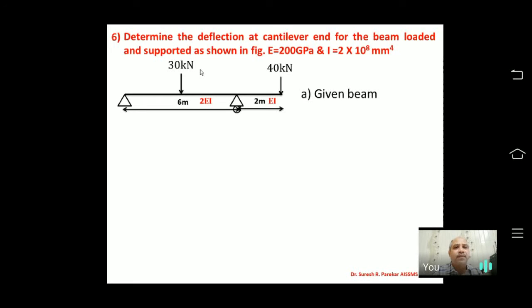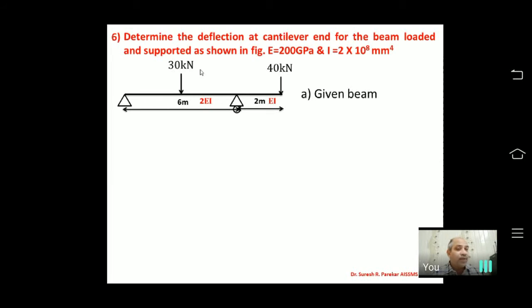Now we are going to consider this: determine the deflection at the cantilever end for the beam loaded and supported as shown in the figure. Here we have taken the overhanging portion, so this will be a continuous beam. Support A is a simple support, and support B is not a roller support, it is a continuous support. Whenever we have a continuous support, that becomes your internal hinge.